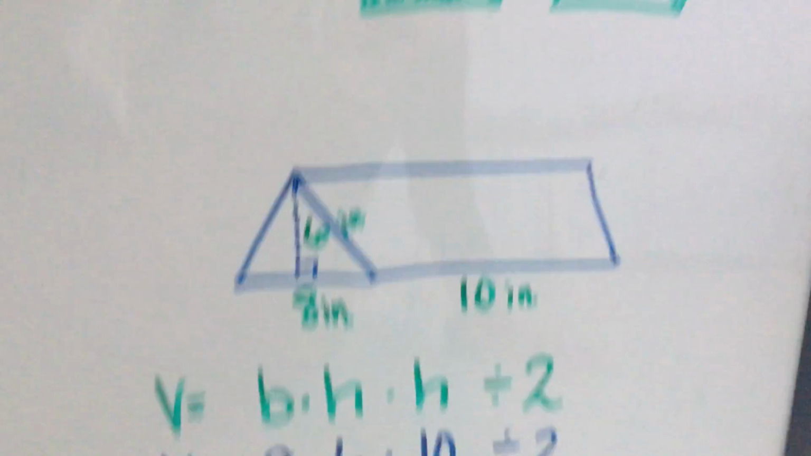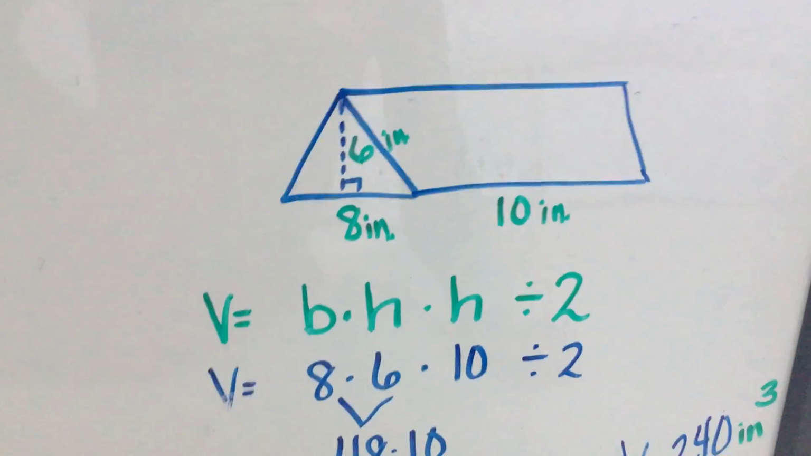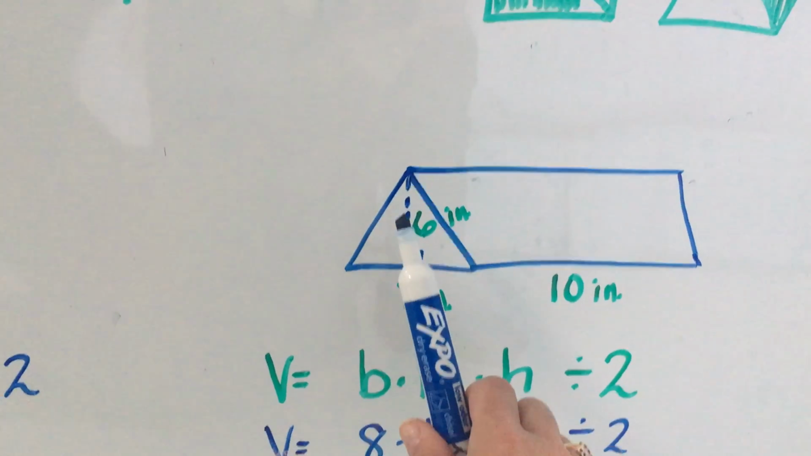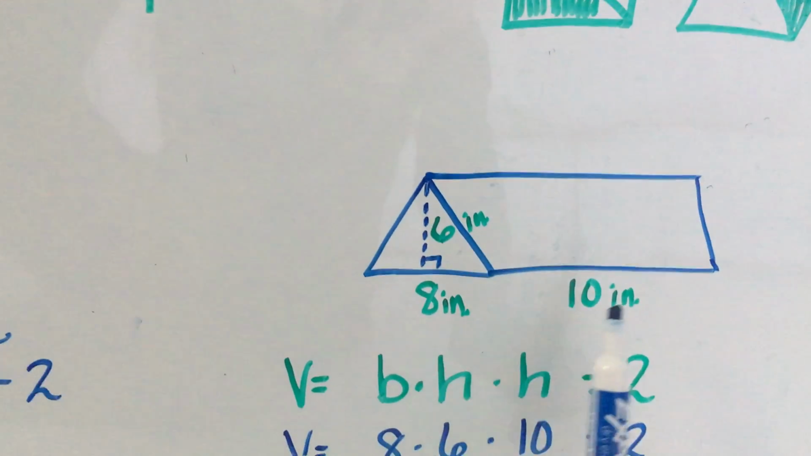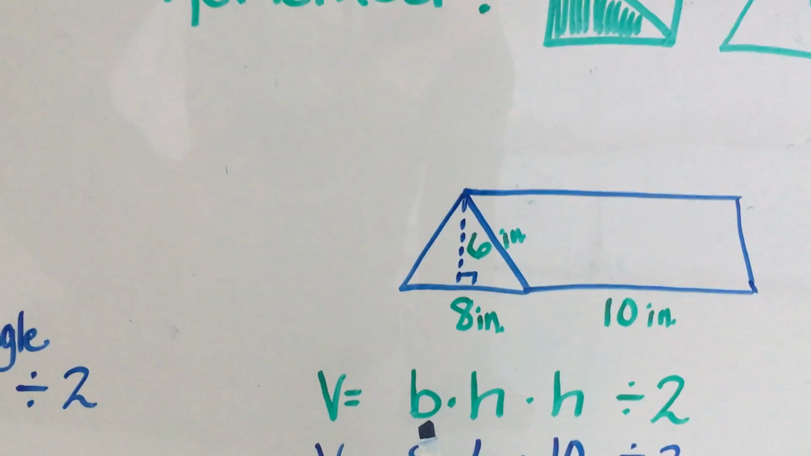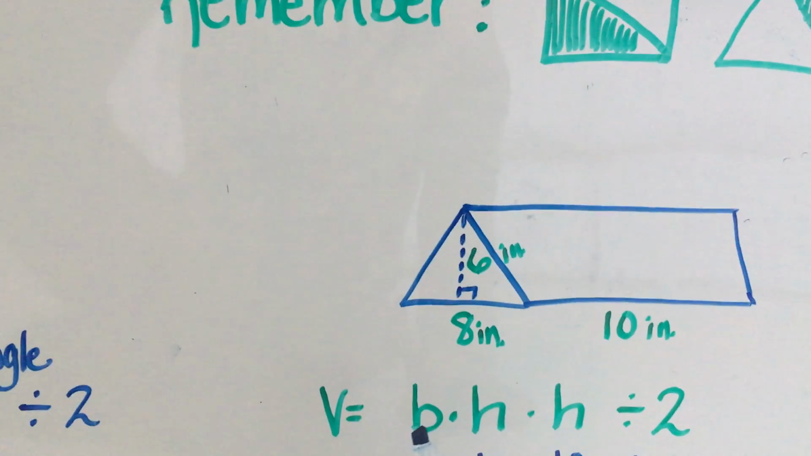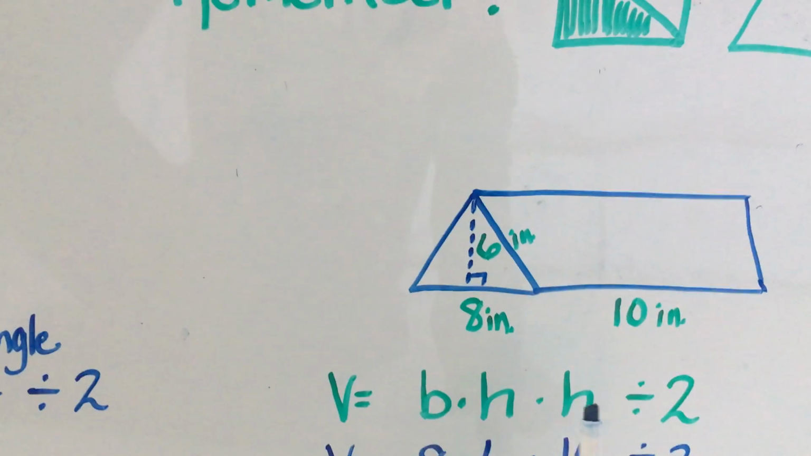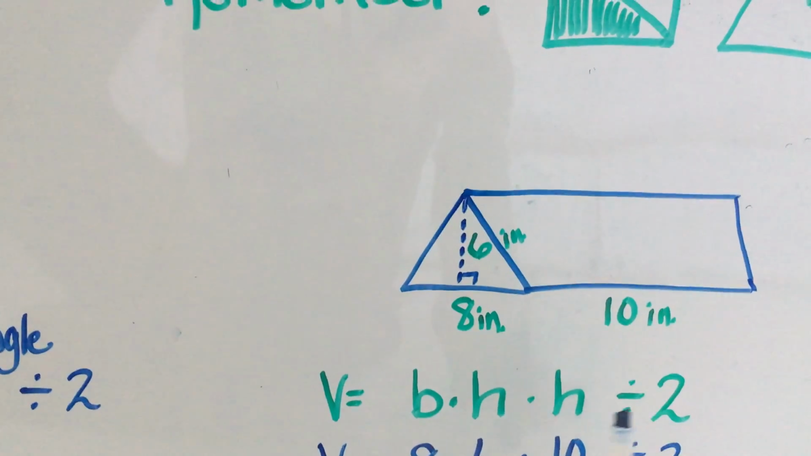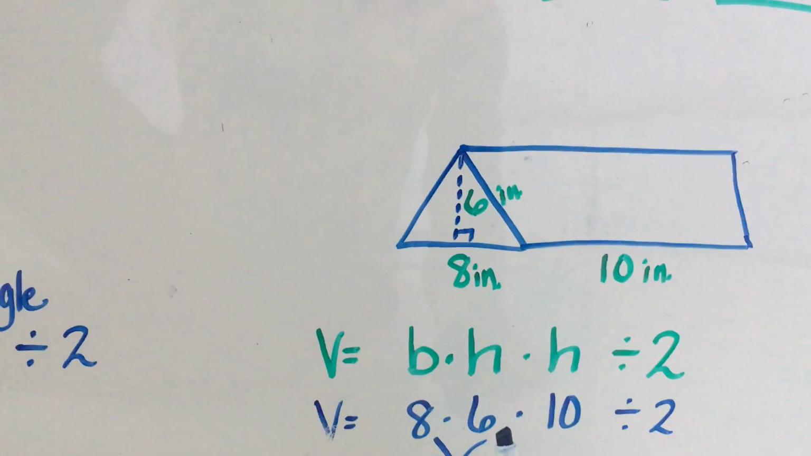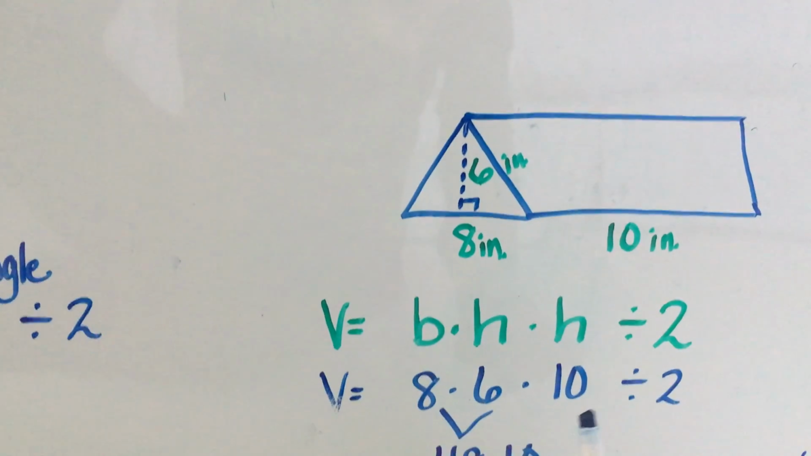Okay? So here I've given you a model of a triangular prism, and I have labeled the base of the triangle, the height of the triangle, and this is the height of the whole prism. Using this formula, a review of what we looked at yesterday in the video, we're going to take the base and the height of the triangle, multiply it by the height of the whole prism, and divide by 2 at the end. So our base of our triangle is an 8, our height of our triangle is a 6, and the height of the whole prism is a 10.